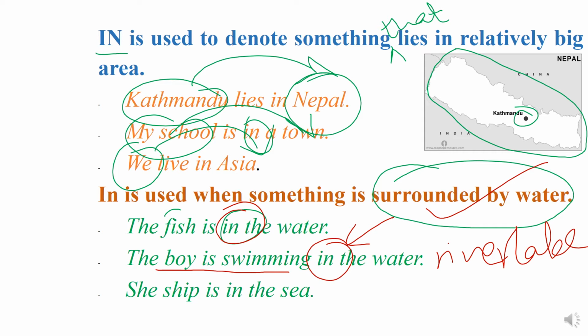Okay, the ship is in the sea. That means the ship is surrounded by the water from every direction. You can see the sea is very big. The sea is a very big area which is covered by the water. That's why if a small ship is there, that is covered by the water from every direction. Let's not say every direction. Yes, from almost all the directions, that is surrounded by the water. That's why the ship is in the water. I think you are getting it. Let's go to the next page.